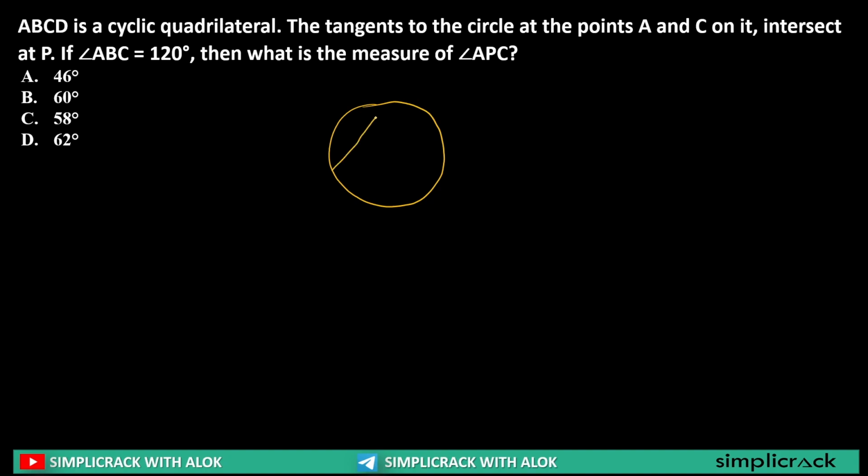Okay, so let's say A, B, C, D. Cool. The tangents are at A and C. Perfect. They intersect at P. Perfect. Now angle ABC is equal to 120 degrees.